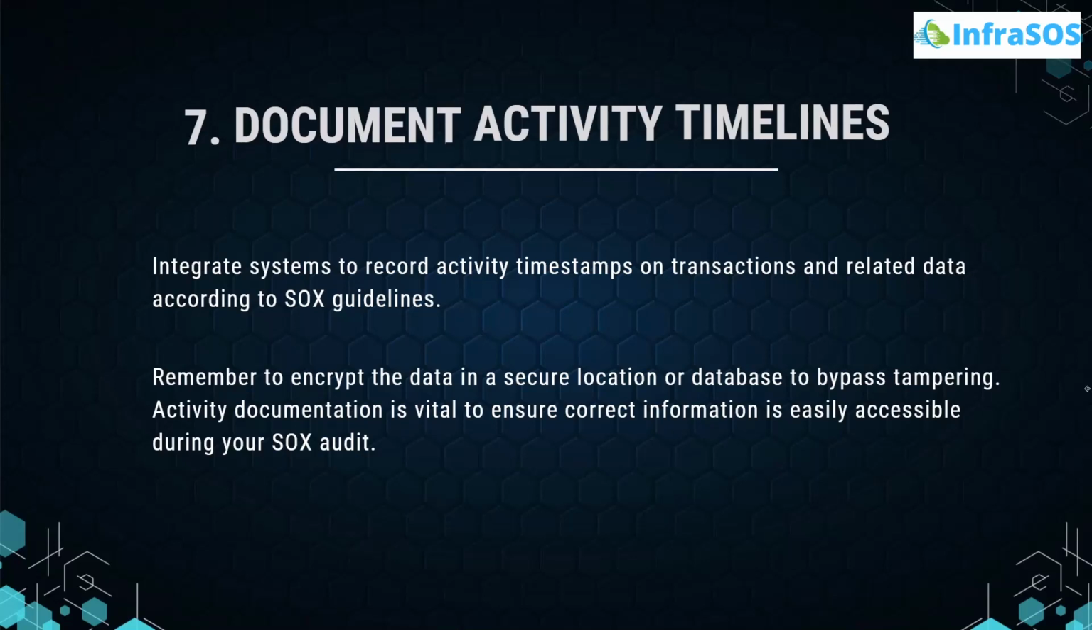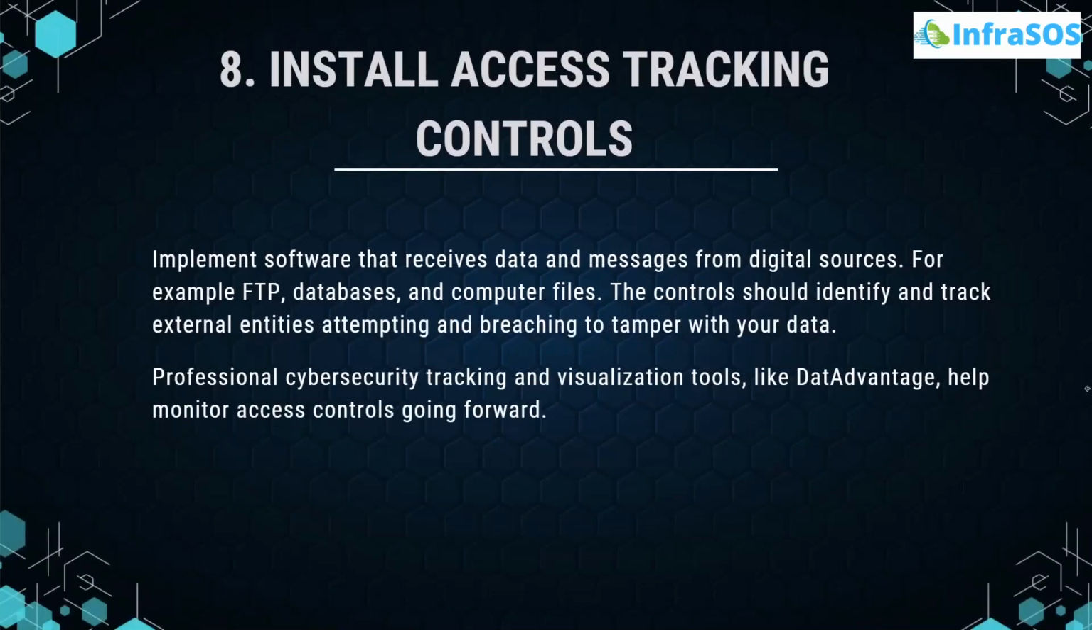At number 8, we have the installation of access tracking controls. Well, basically implement software that receives data and messages from digital sources, for example FTP, databases, and computer files. Now the control should identify and track external entities attempting to breach or tamper with your data. Another thing is that professional cybersecurity tracking and visualization tools like Data Advantage help monitor access controls going forward.